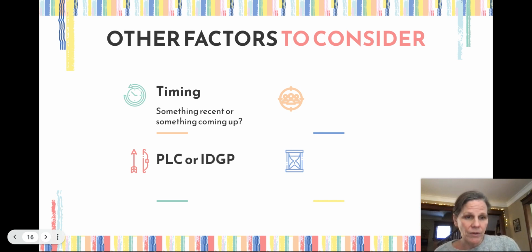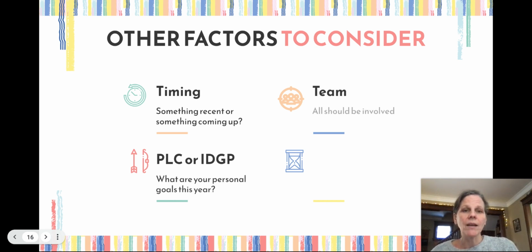Think about aligning it with your PLC work or your IDGP work. Again, coherence is good. And if you're counting this collaboration time around the unit planner as PLC work, that's a win. So think about whether or not that might work for you. Think about a unit that the maximum number of people can be involved in, or ensuring that everybody is part of a team that is collaborating around a unit.